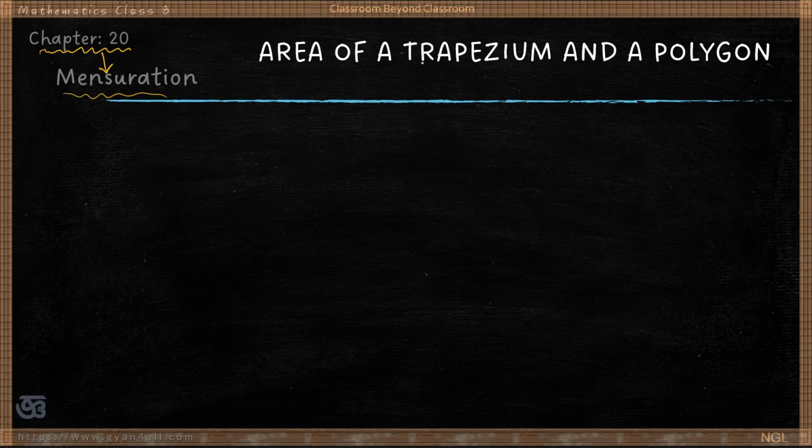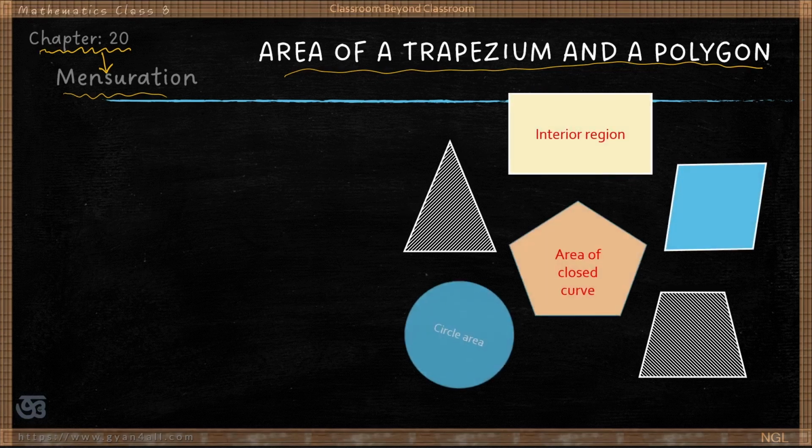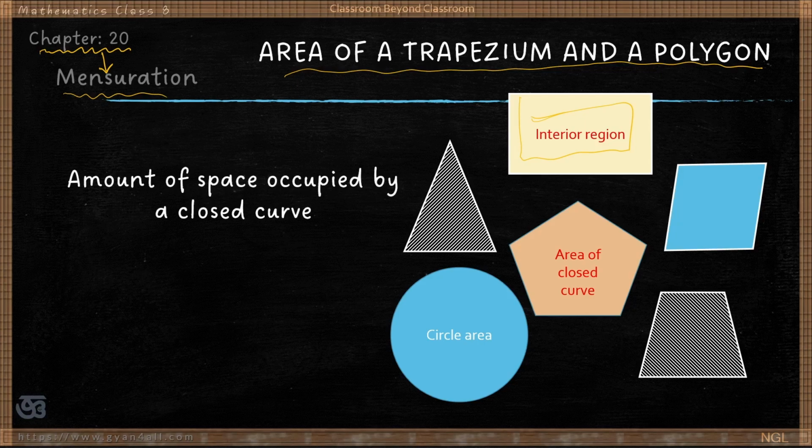The chapter name is Area of a Trapezium and a Polygon, and we will learn the length, perimeter and area of 2D shapes. So you are already familiar with 2D shapes like a triangle, a rectangle, parallelogram, trapezium, circles, etc. In my previous videos, I have explained that a closed curve has a definite region enclosed by the boundary of the curve, and the interior region has an area. So what is an area? Area is the amount of space occupied by a closed curve.